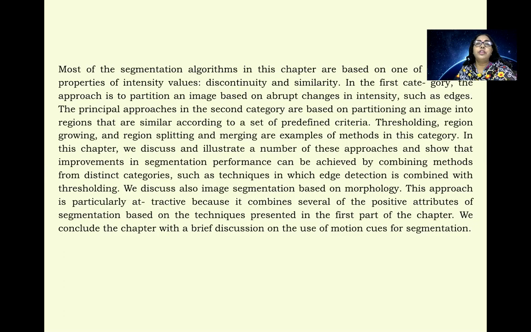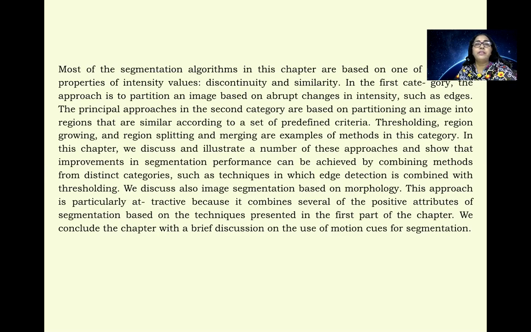Most of the segmentation algorithms we will discuss are based on one of two basic properties of intensity values: discontinuity and similarity. In the first category, the approach is to partition an image based on abrupt changes in intensity, such as edges. The principal approaches in the second category are based on partitioning an image into regions that are similar according to a set of predefined criteria or rules. Thresholding, region growing, and region splitting and merging are examples of methods in this category.